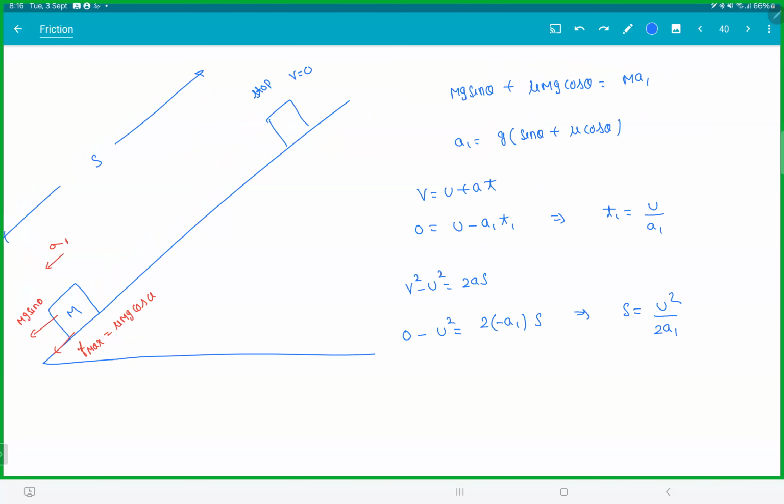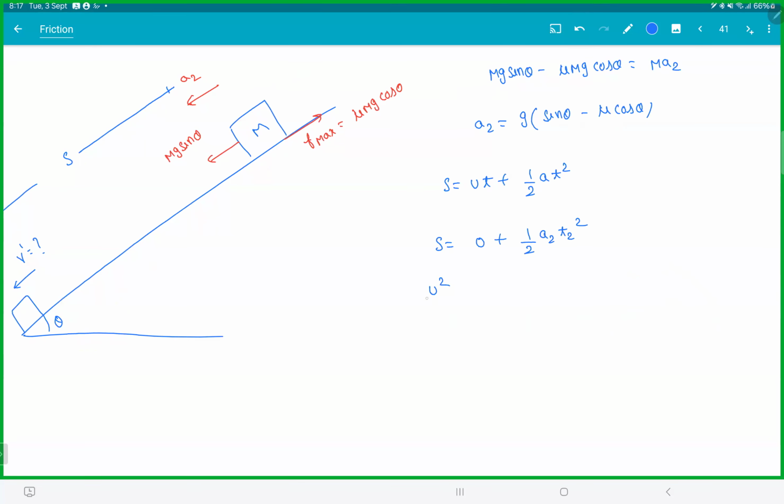And what is s? s is this guy, u square by 2a1, which equals half a2 t2 square. So from here we get t2 is equal to u by root a1 a2. This is the time of descent.